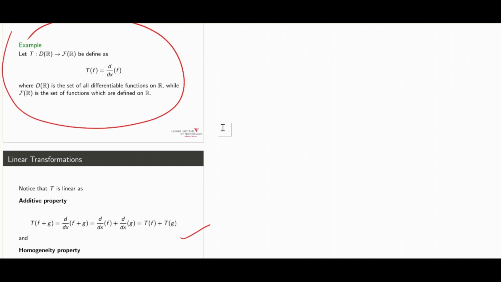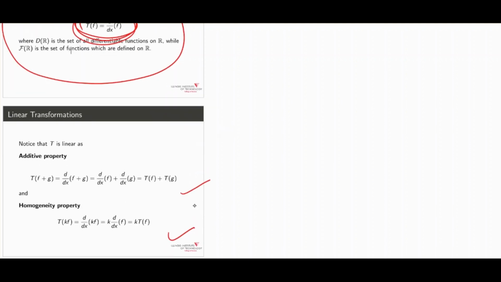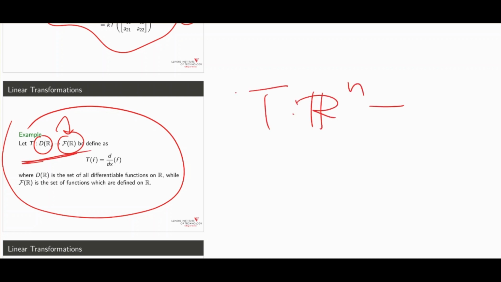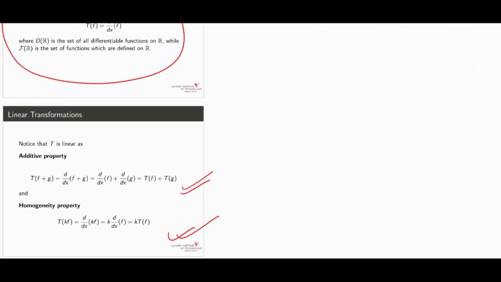So this is also known as the differential operator, something that's very important in differential equations and linear algebra. The differential operator is linear. So this kind of transformation takes a function that is differentiable and maps it to another function. It doesn't always have to be Rn to Rm. In this case, we have a transformation that takes a function and maps it to another function.